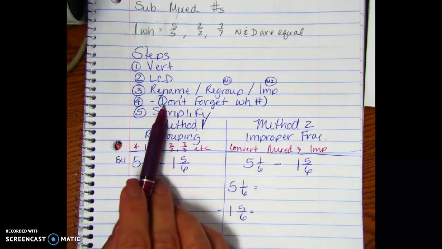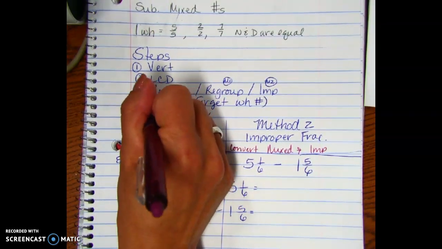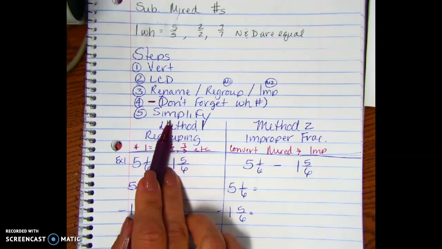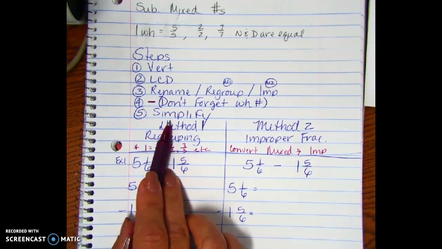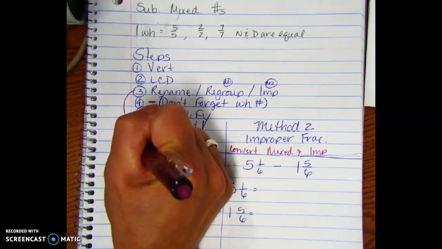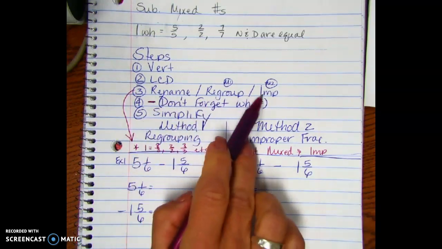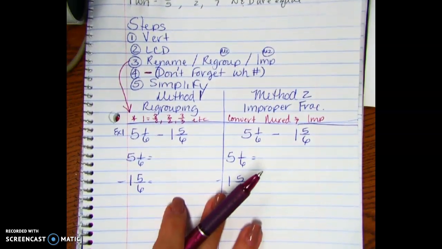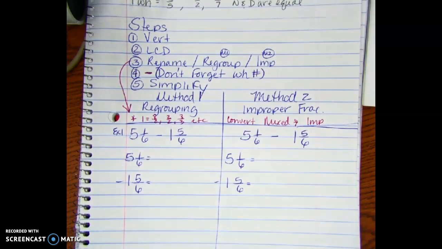The next step would be to subtract, and don't forget your whole number. And then, of course, you always simplify, whether it's making it in lowest terms or converting back to a mixed number. So this here is going to be part of your regrouping and using the improper fraction. So there's two different ways that you can subtract mixed numbers, and we're going to go over both of them. It is completely up to you to decide which one you prefer.